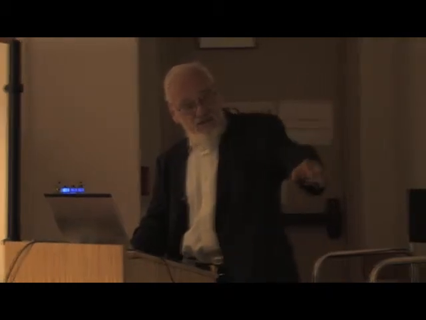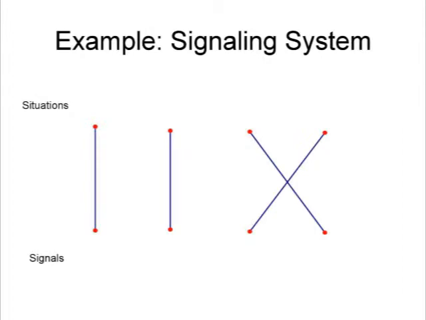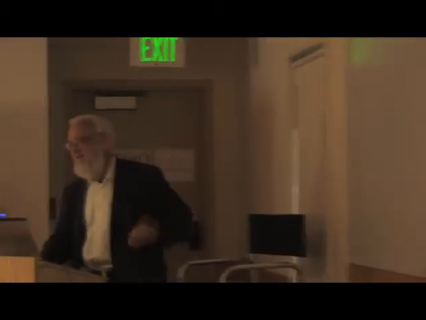So here's an example of a signaling system. Our situations are at the top, our signals are at the bottom. Each situation maps onto a unique signal. And of course, you might wonder about the receiver, but the fact that the receiver is reinforced just when the sender does allows the business to collapse so that we can talk about just this. So that's a signaling system.